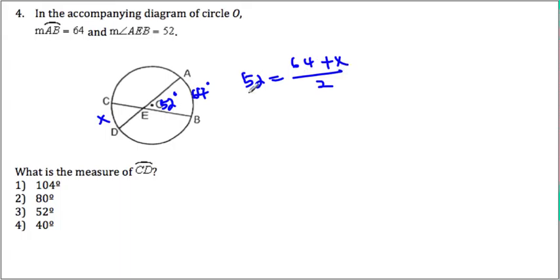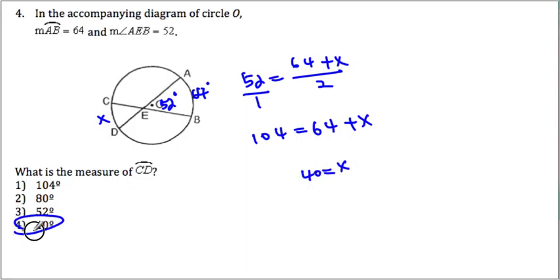Now, once again by cross multiplication, we get 104 is equal to 64 plus x. How do you find x? Subtracting 64 from both sides, x will be equal to 40. Therefore 40 degrees will be the measure of the arc.